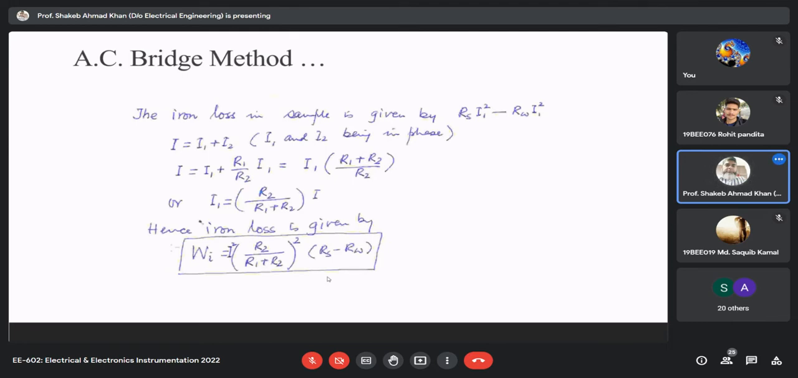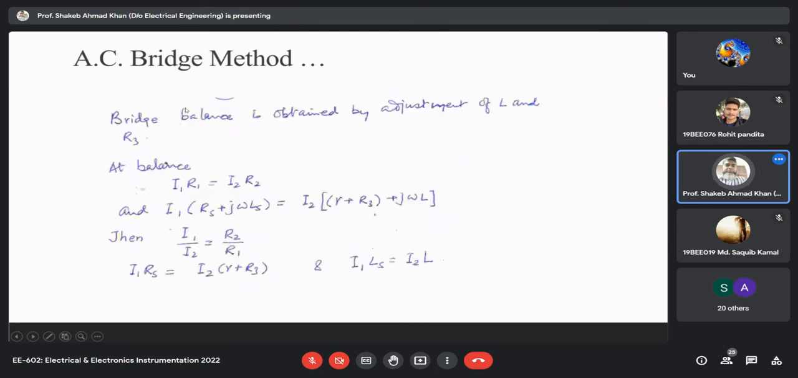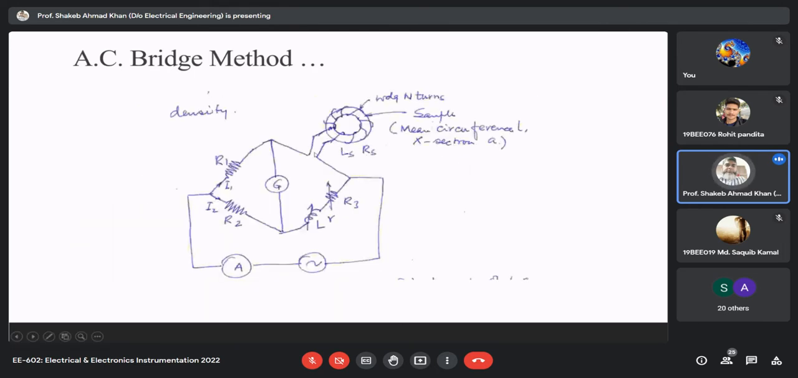Otherwise, there is one small extension to it that we'll discuss here. We can use this bridge method even to find out the permittivity, rather permeability, of the material. Here you can see that the sample has N number of turns, and current I1 is flowing through it when the bridge is balanced.